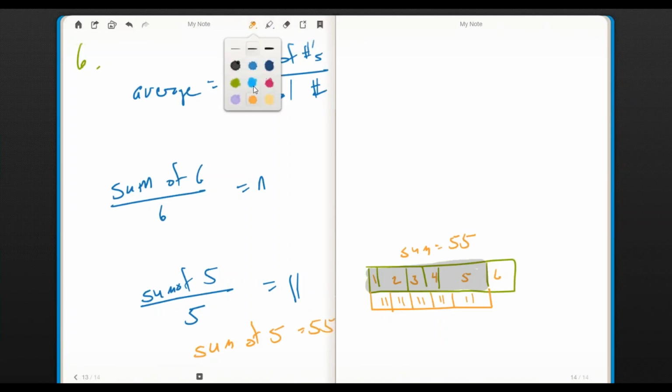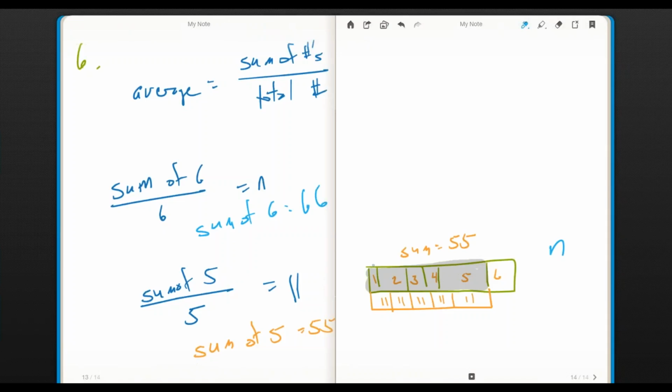Well, guess what we know on the top one, right? The sum of the 6 numbers is 66, right? And so the question is, what is the value of the 6th number in terms of n? If the sum of all 6 numbers is n, and the sum of these 5 numbers is 55, then this number right there is n minus 55. Isn't that easy? It would be that answer, except that I did n in the wrong thing.